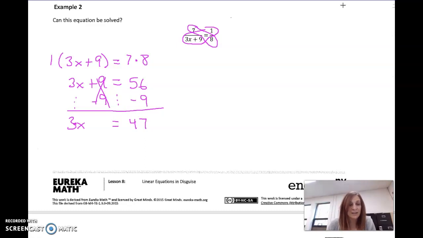Now this is 3 times x, so the only thing I have left to get rid of is a 3, so I'm going to divide by 3. Whatever I do to one side, I do to the other. 3 divided by 3 is 1x, and you know what? This one too. 47 divided by 3.